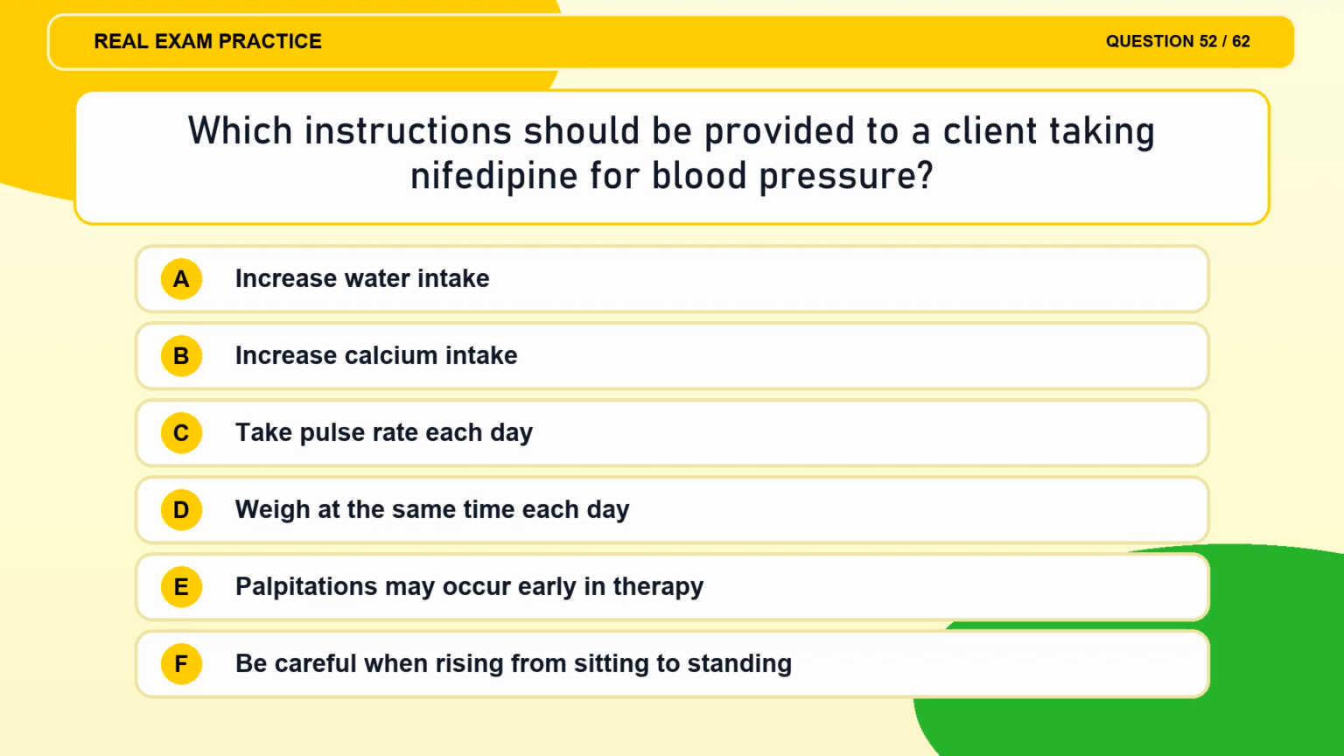Question 52. Which instructions should be provided to a client taking nifedipine for blood pressure? Option A, increase water intake. Option B, increase calcium intake. Option C, take pulse rate each day. Option D, weigh at the same time each day. Option E, palpitations may occur early in therapy. Option F, be careful when rising from sitting to standing.